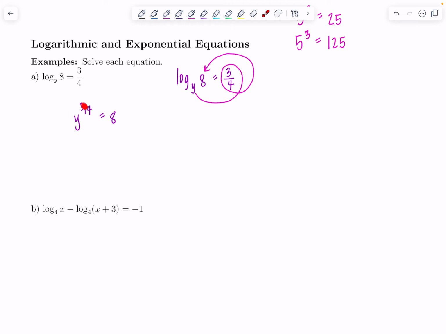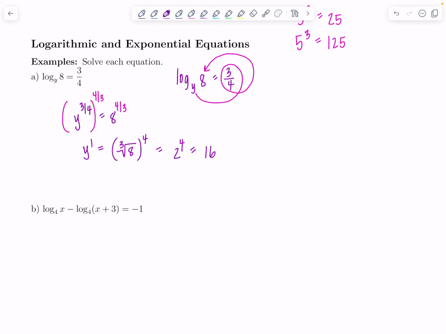Okay, from here, let's just focus on getting y by itself. So how do I get rid of this 3/4 exponent? I raise both sides to the 4/3. You raise both sides to the reciprocal of the exponent, because when we simplify in the next step, I'm going to multiply these by each other. Everything will cancel and just give me 1. So I have y to the first, and then 8 to the 4/3. That's the same thing as the cube root of 8 raised to the 4th. So whatever the denominator is, you take that root of the number, and then you raise it to the numerator. So cube root of 8, that's 2. 2 raised to the 4th, 16.